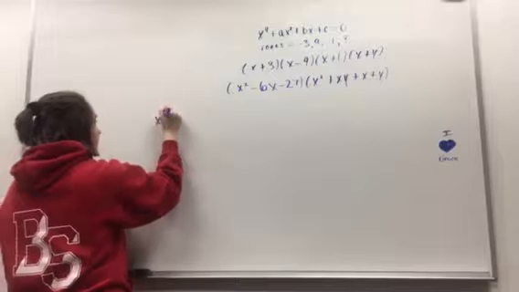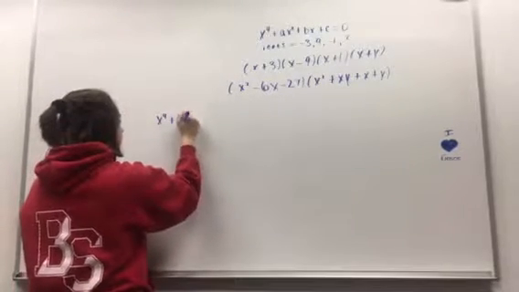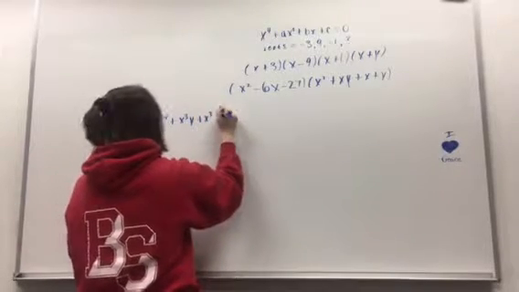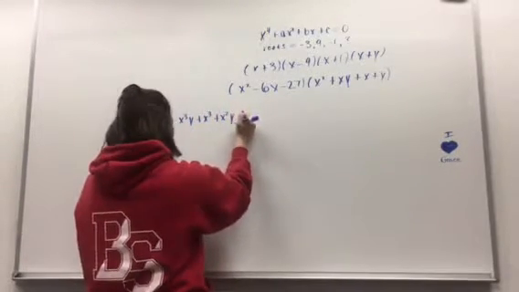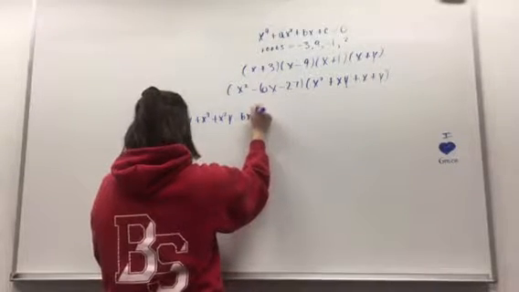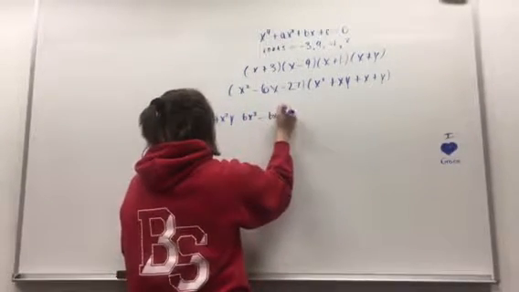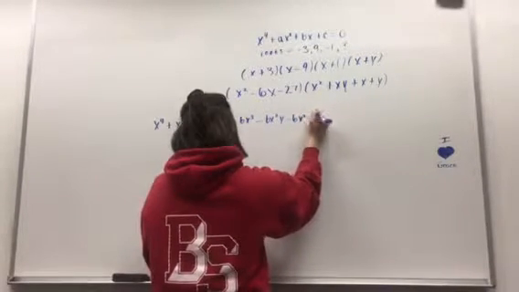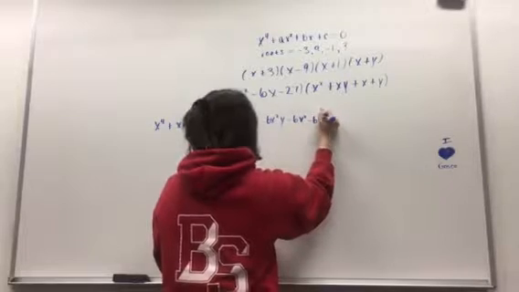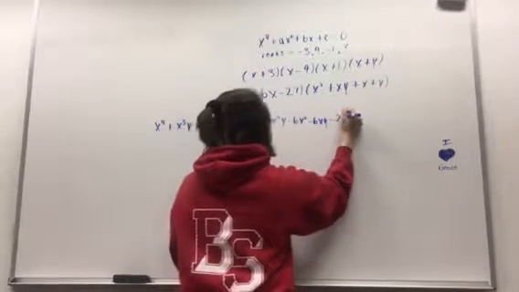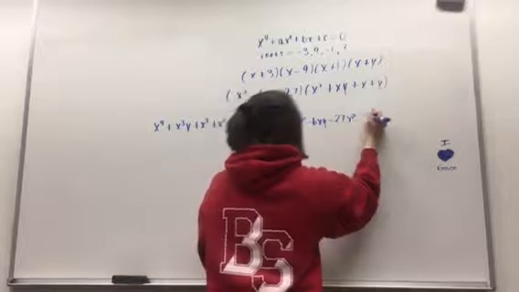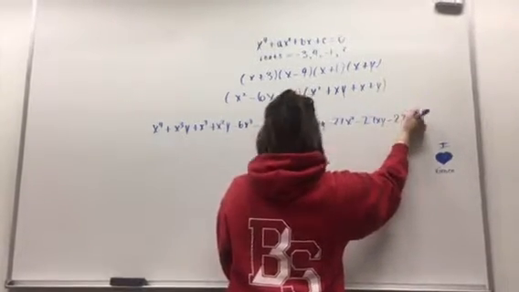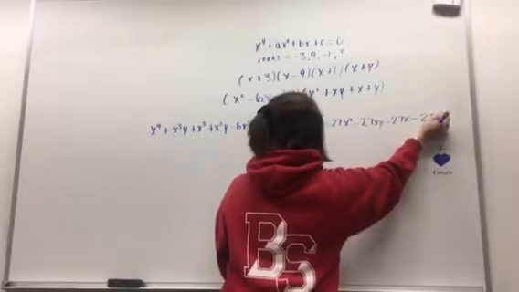which gives you x to the fourth plus x to the third y plus x to the third plus x squared y minus 6x cubed minus 6x squared y minus 6x squared minus 6xy minus 27x squared minus 27xy minus 27x minus 27y.